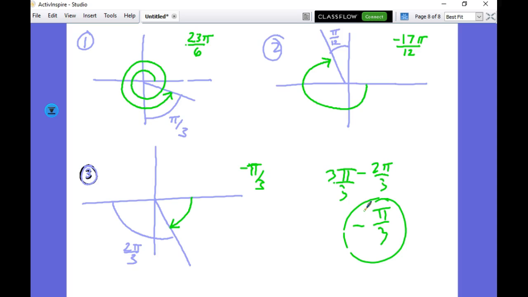Okay, does anyone need to see another one? Maybe one more. Which one? Oh, you just want to practice another one? I don't know if we have time for that. I can show you one of these though. Number 1? Okay, number 1.